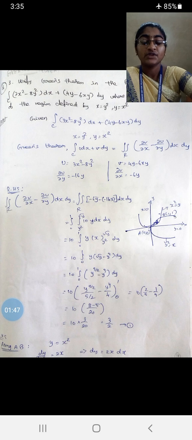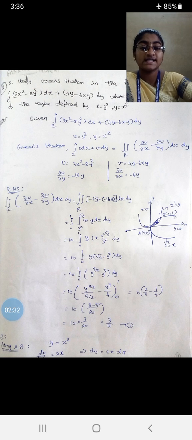First we take the u value in our given statement. The u value is 3x² − 8y² and the value of v is 4y − 6xy. When we differentiate u with respect to y, we get −16y, and differentiating v with respect to x, we get −6y. So the right hand side formula, the double integral over R of (∂v/∂x − ∂u/∂y) dx dy, is equal to the double integral of (−6y) minus (−16y) dx dy. Now solve this. Minus into minus is plus, so 16y − 6y gives 10y dx dy.